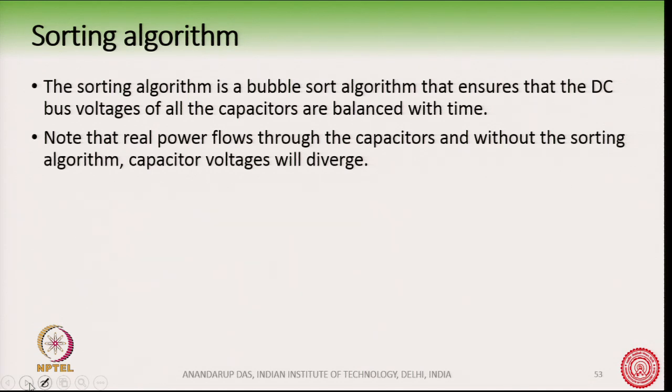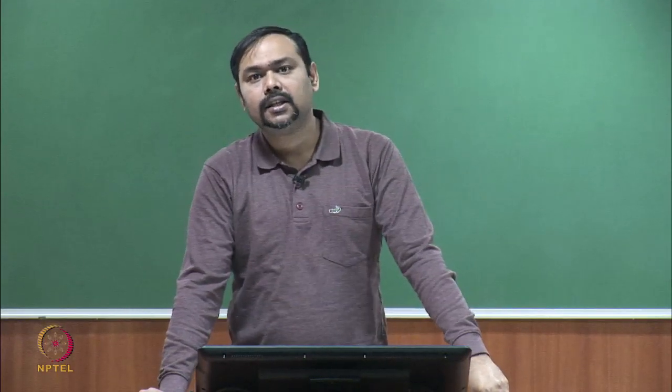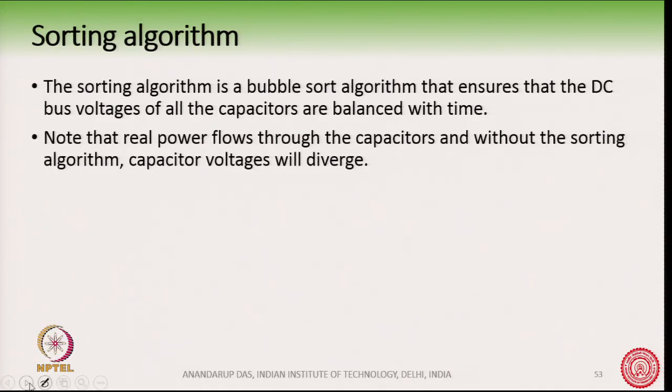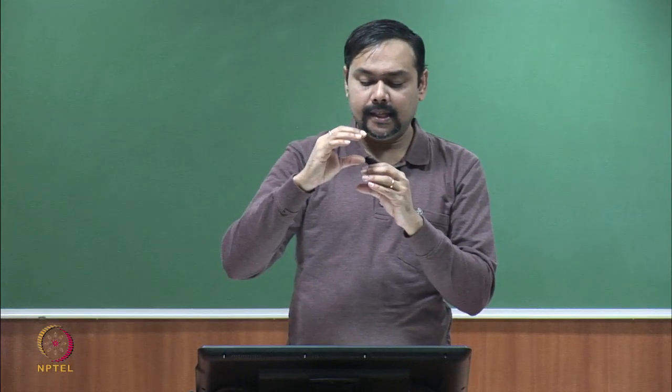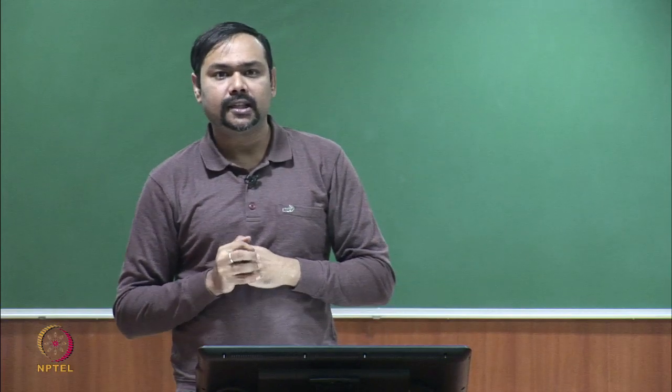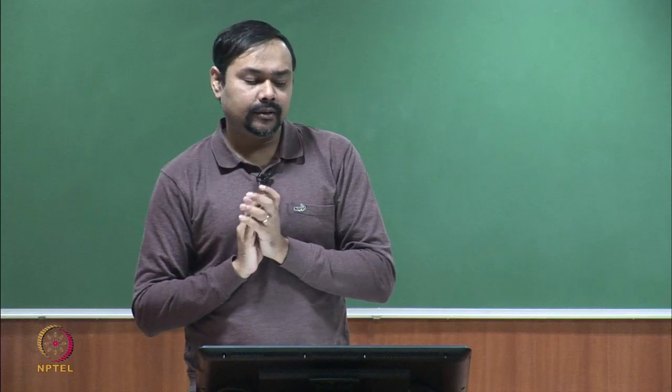Now, next comes what is called the sorting algorithm. Why is the sorting algorithm needed? First thing is we have understood that the arm voltages are made up of capacitors and real power is flowing through the capacitors, and without some kind of a sorting algorithm the capacitor voltages will diverge. The sorting algorithm ensures that the DC bus voltages of all the capacitors are balanced with time. We will take an example and then we will understand why this sorting algorithm is needed and how it functions.